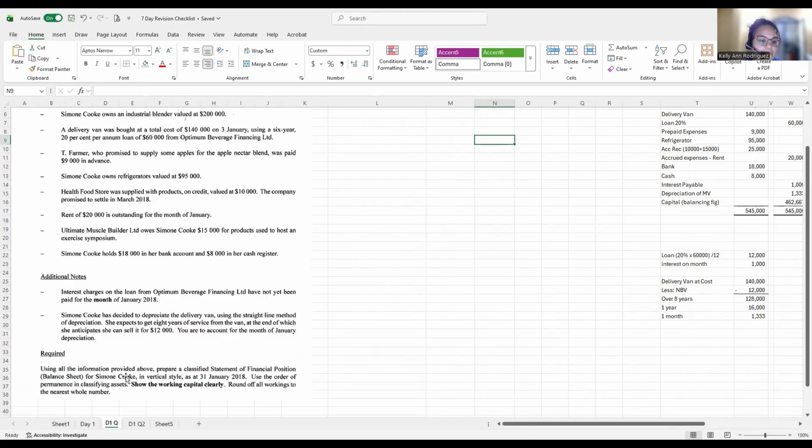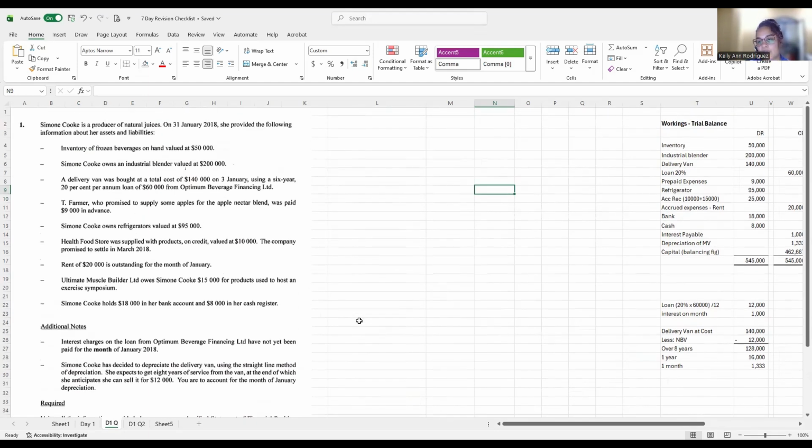So, using all the information provided above, prepare a classified statement of financial position, balance sheet, for Simon Cook in vertical style as at the 31st of January 2018. Use the order of permanence. So you see the examiner asks you to use the order of permanence in classifying the assets. Show your workings clearly and round off all your workings to the nearest whole number. So they want you to round it off.